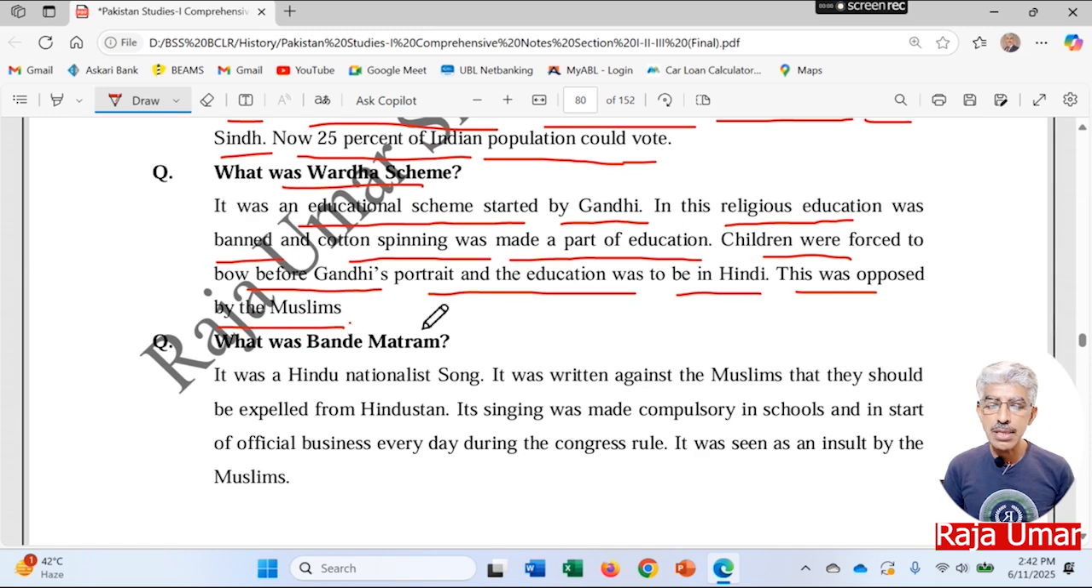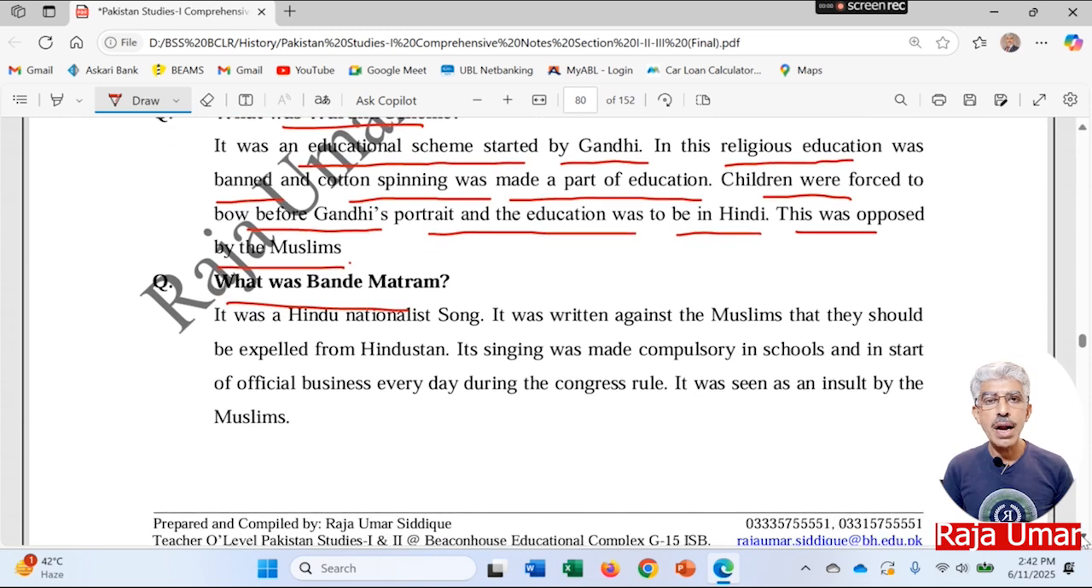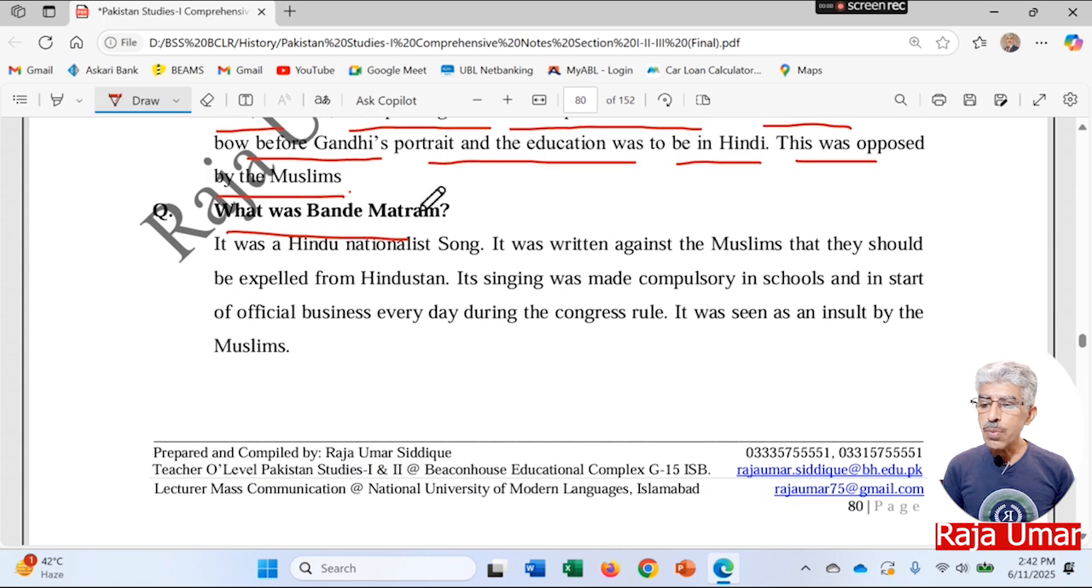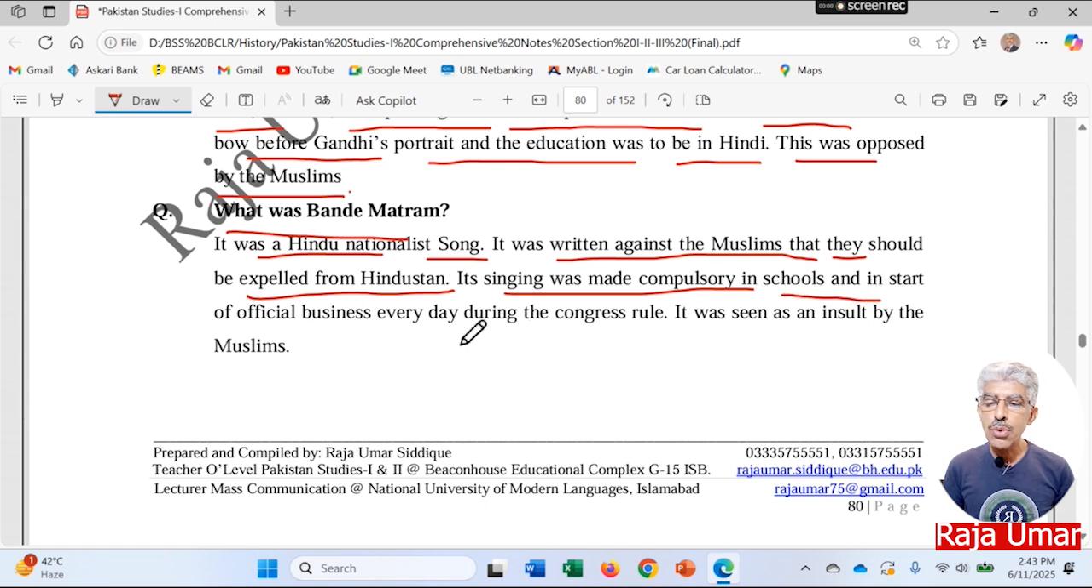What was Bande Mataram? This was also during the Congress rule of 1937 to 39. It was a Hindu nationalist song. It was written against the Muslims, saying that they should be expelled from Hindustan. Its singing was made compulsory in schools and at the start of official business every day during the Congress rule. It was seen as an insult to the Muslims.